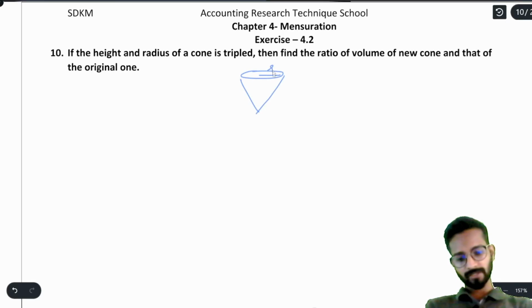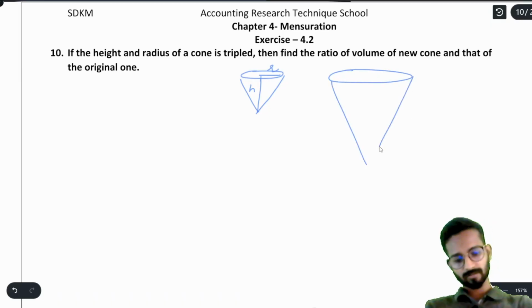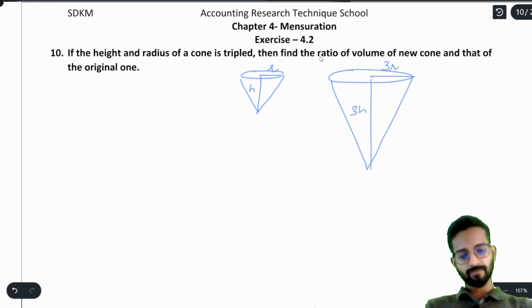This is radius, this is height. They are saying if we triple this, so it means the radius is tripled, means 3r, the height is tripled, means 3h. Find the ratio of volume of new cone and that of the original one. Okay.